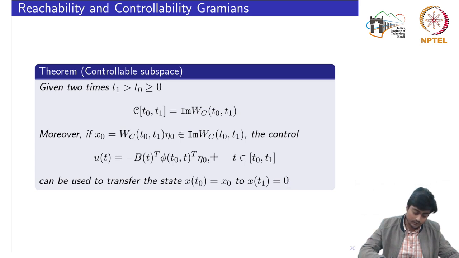Okay, so the proof of this part would almost remain the same as the part we have seen for the reachability Gramian. So we won't discuss the proof in detail, but this result is also important, because once you have computed the Gramians, you could directly compute the subspaces.